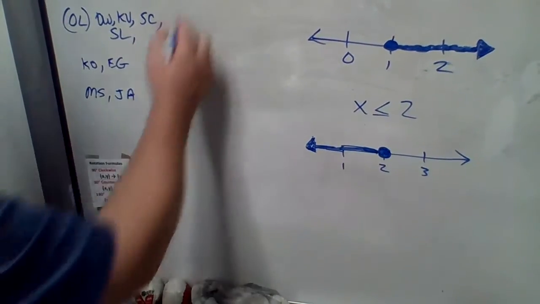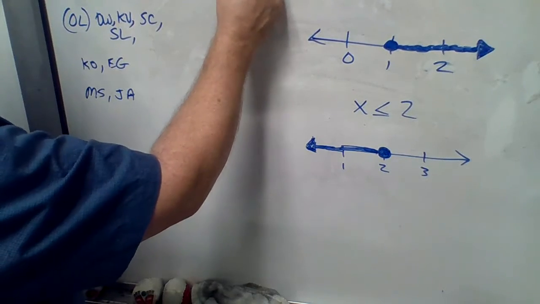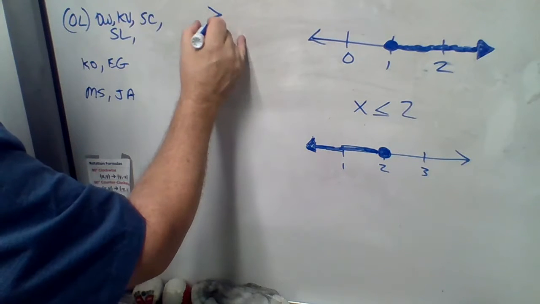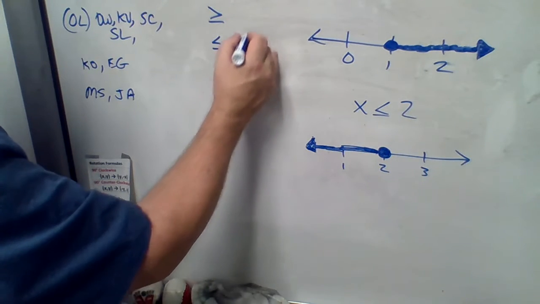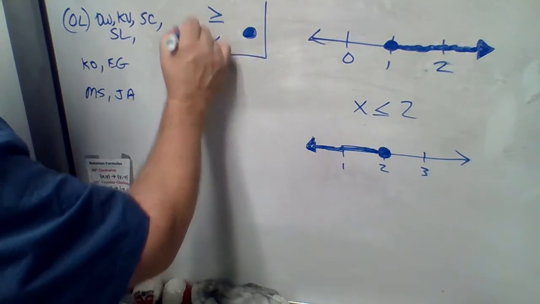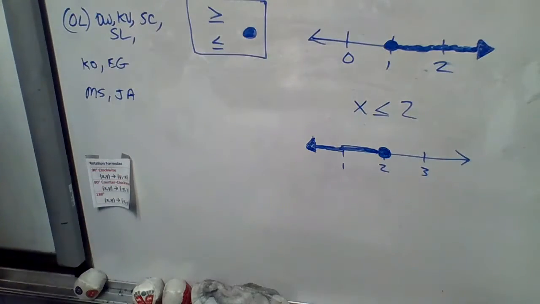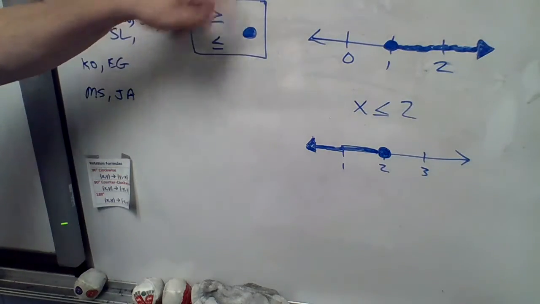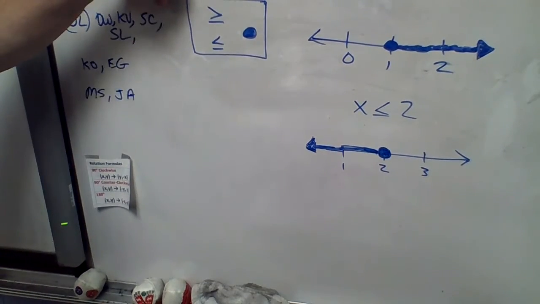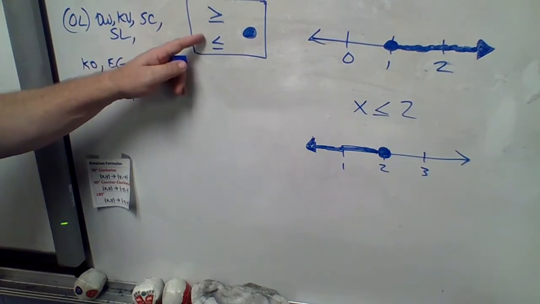So, to review, if you see this symbol or this symbol, you're going to use an open circle. But if you see this symbol or this symbol, you're going to use a filled-in circle. Okay? Might want to write that down somewhere. Open circle with less than or greater than, rather. Filled-in circle when it says less than or equal to or greater than or equal to.